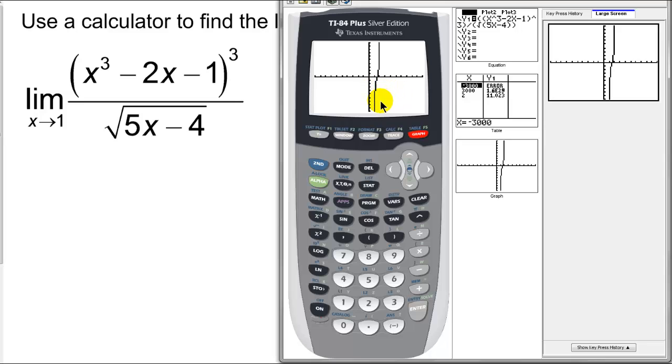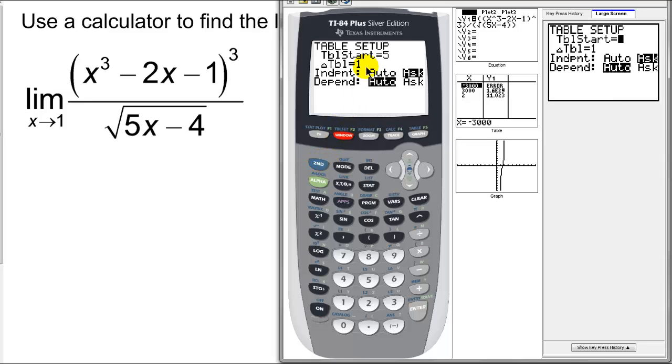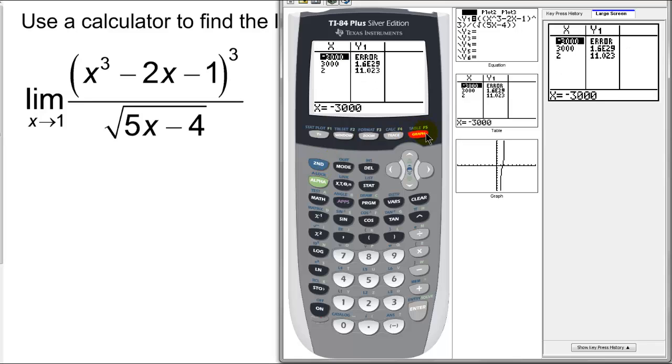So now what I'm going to do is go to my table. And I find the best way to do this also is to make sure we put our table set, so I'm going to go second and window, so that our variables are not automatic. They ask us, what value do I want to put in? So now we'll head over to table. And in table I've already got some numbers in there, so I'm going to clear these out.